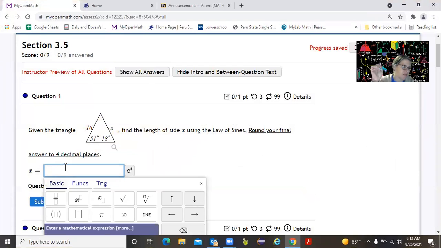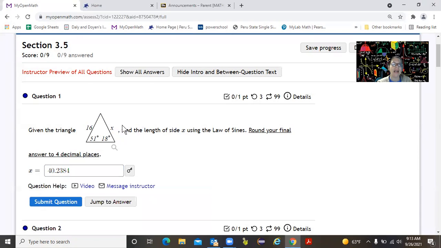So let's put that in. x is equal to 40.2384. That is the side. It didn't give units, so we don't need to worry about units, but just watch that. If it had been in feet or meters or whatever, make sure you put that in there.